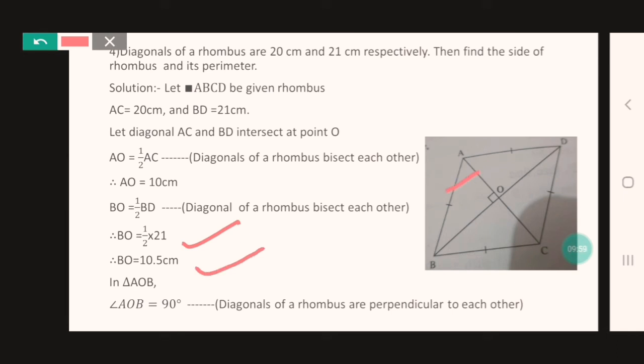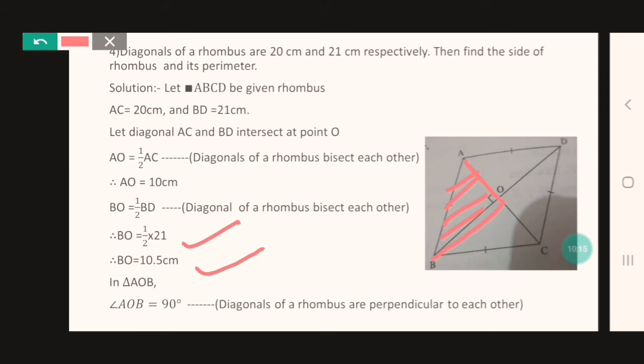Now the triangle forming over here is a right angle triangle, as angle AOB is 90 degree. This angle AOB is 90 degree. Therefore, it is a right angle triangle. Fine.